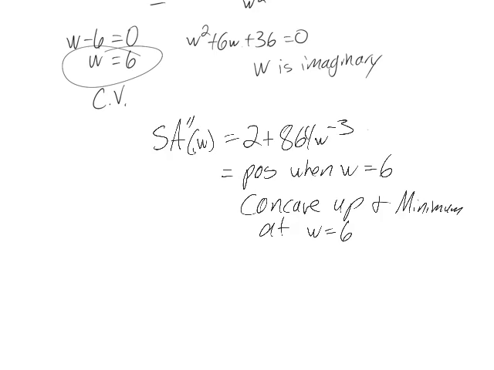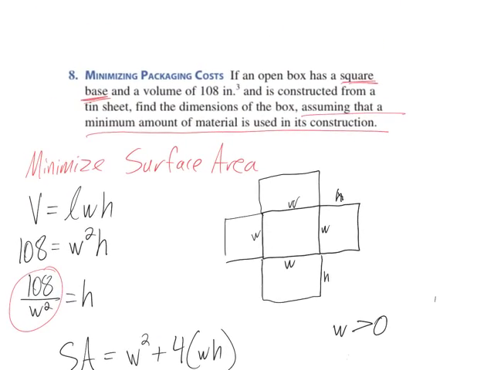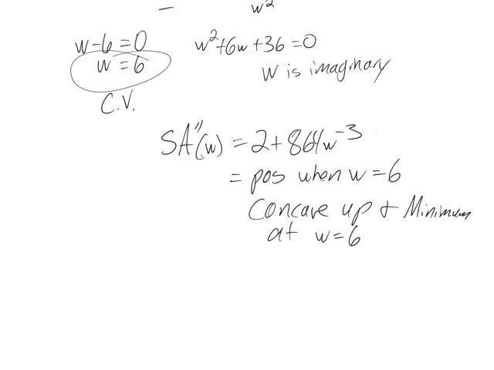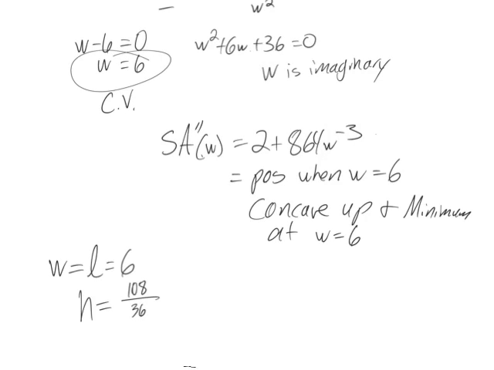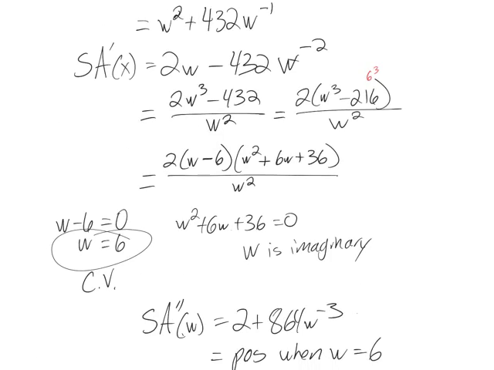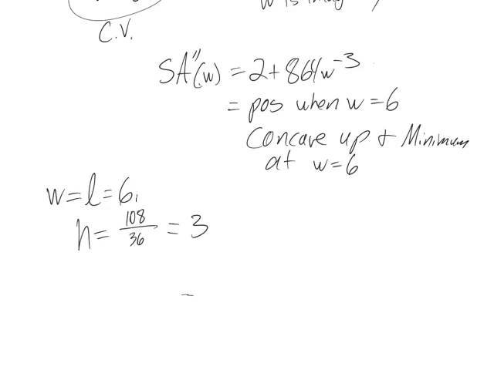Now let's scoot back up and see what it actually asked us to find. We want to find the dimensions of the box, so what we found here is W. So the width, and therefore also the length, is 6. That makes up the square base. And then our height was 108 divided by the width squared, I believe. And that gives us a value of 3. Let me scoot back up and see what our units were. Inches. Okay. So 6 inches on the width and the length, and then 3 inches on the height. And that's our answer.